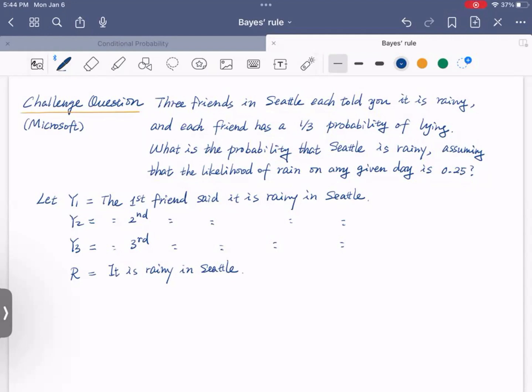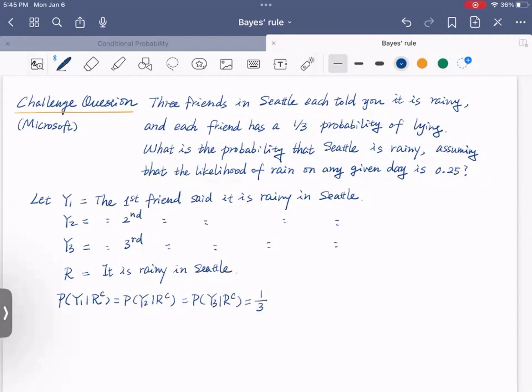Each friend has a 1/3 probability of lying. So that means the probability of Y1 given it is not raining in Seattle is 1/3, and it is the same for the other 2 friends. So we can write it in this way. There is another case. If Seattle is raining and your friend told you that it is raining, then your friend does not lie. In that case, the probability is 2/3. And again, the 3 friends have the same probability of not lying.